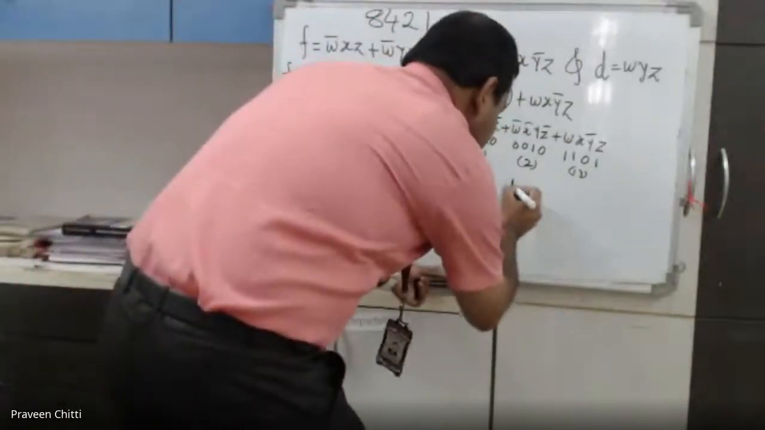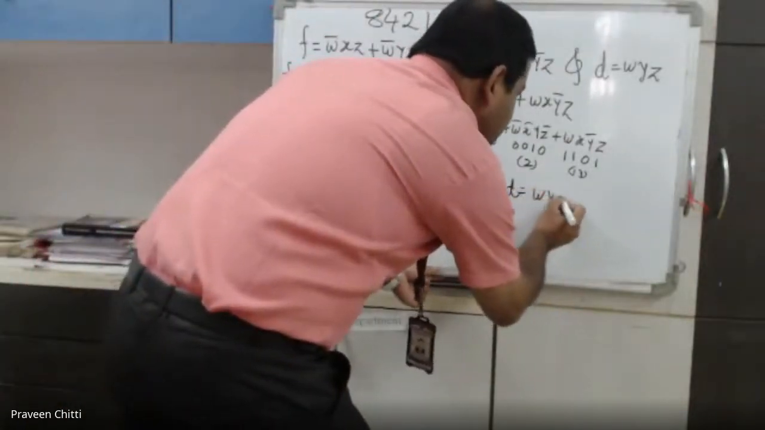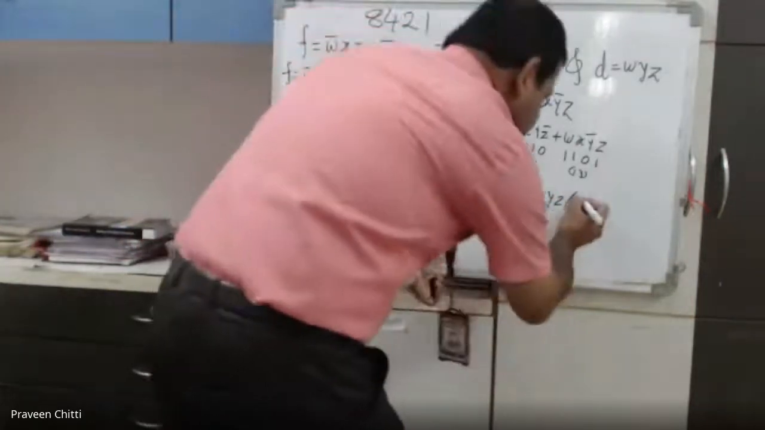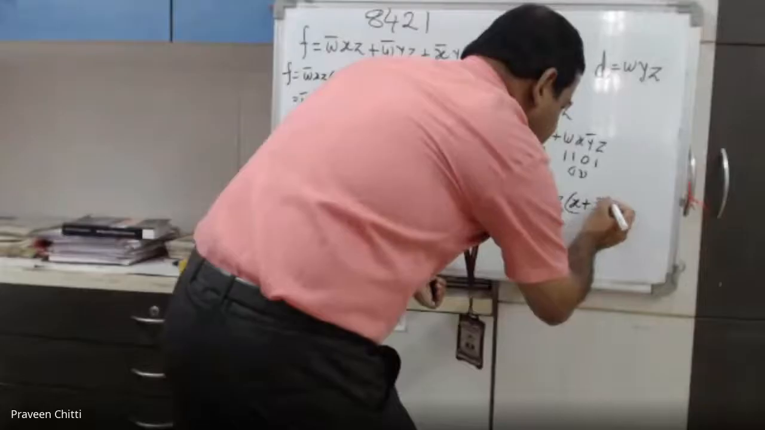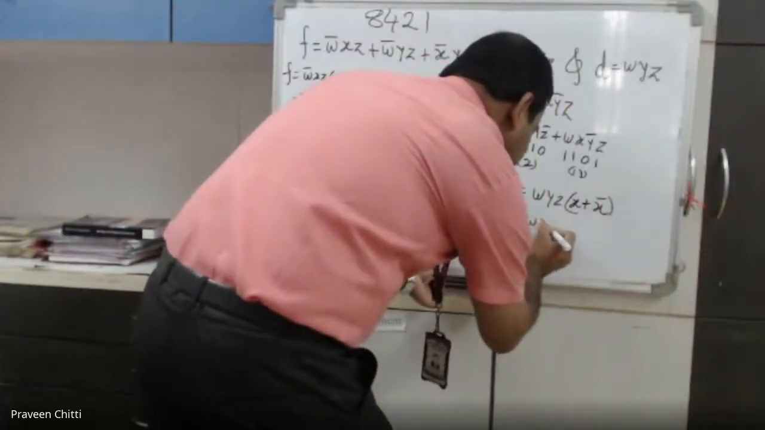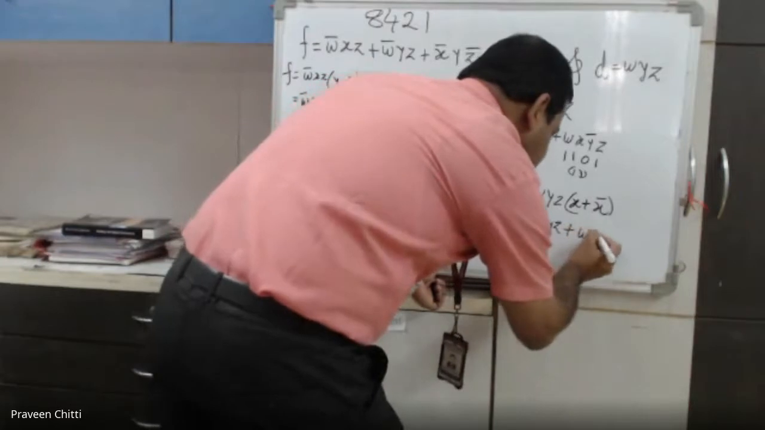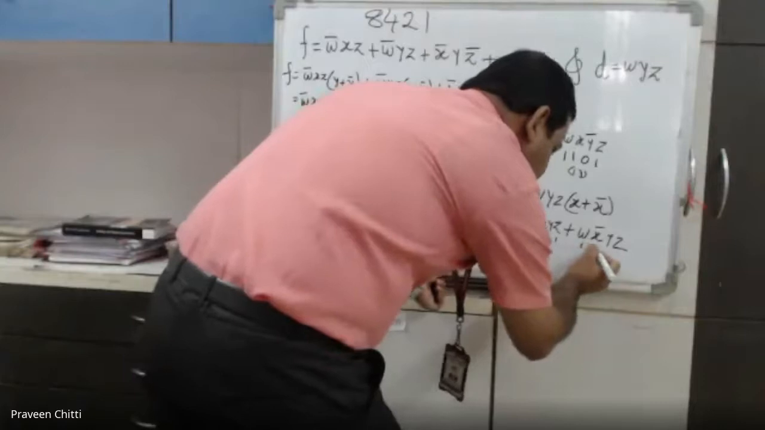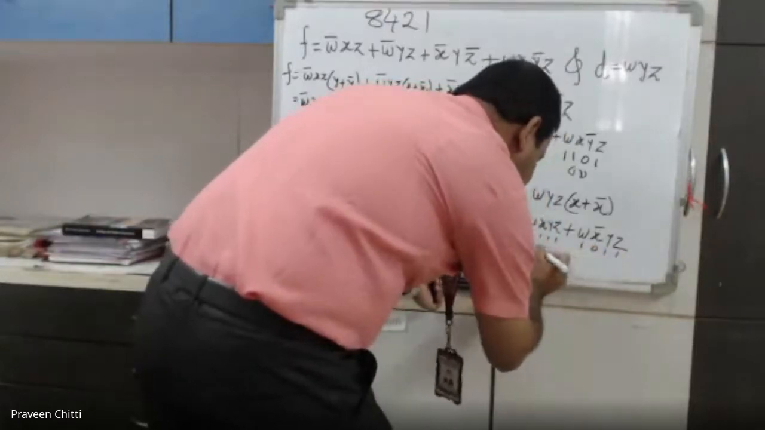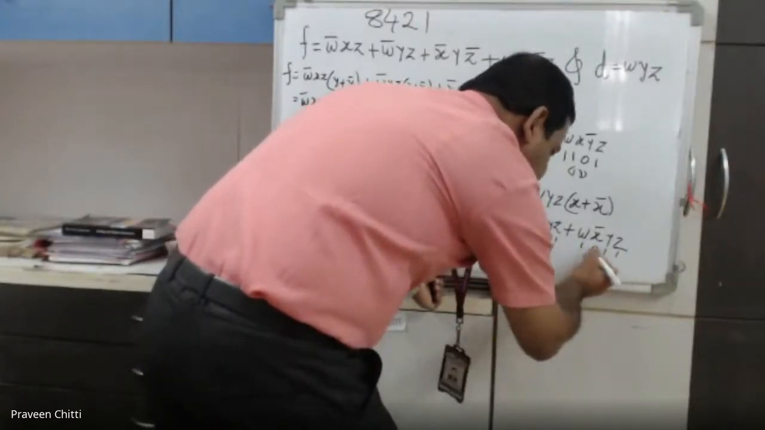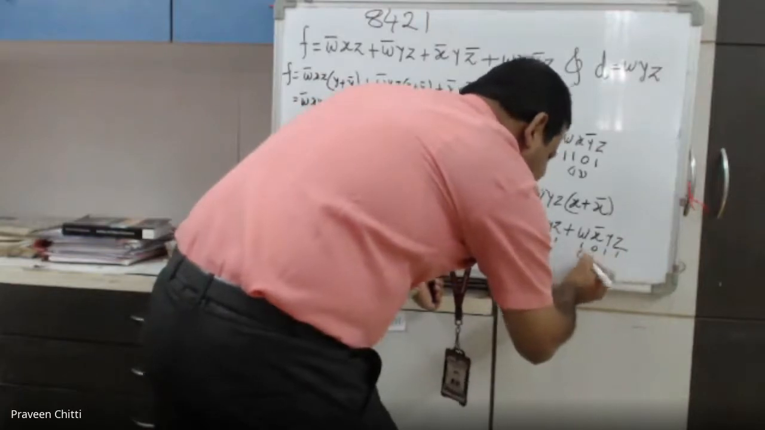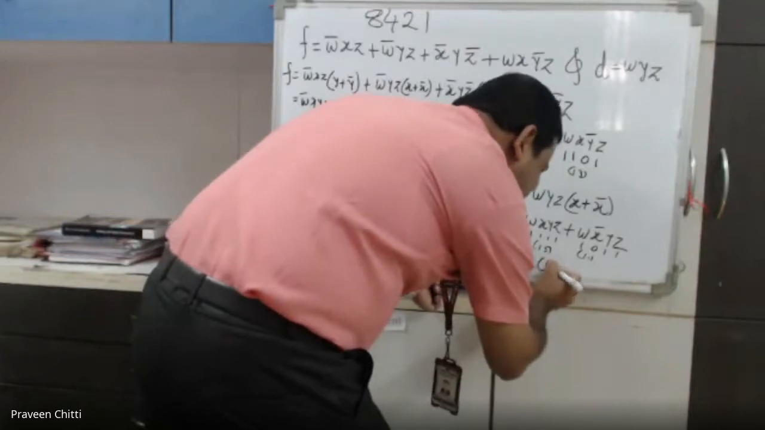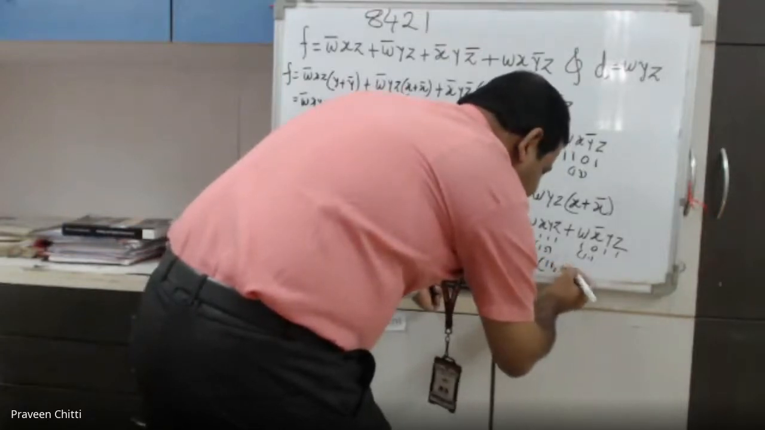I will take that D now. D is equal to WYZ. What is missing there? Yes, so write X plus X bar. So it is WXYZ plus WX bar YZ. So it is 1111 and 1011. 1111 is nothing but 15. 1011 is 8 plus 2 is 10, plus 1 is 11. So D is nothing but 11 and 15.